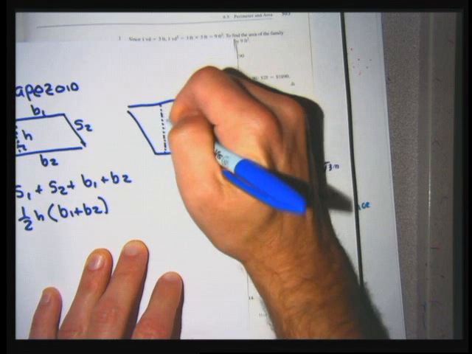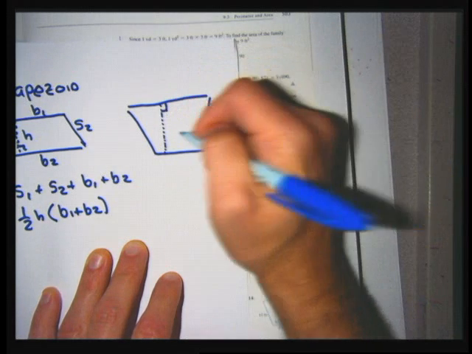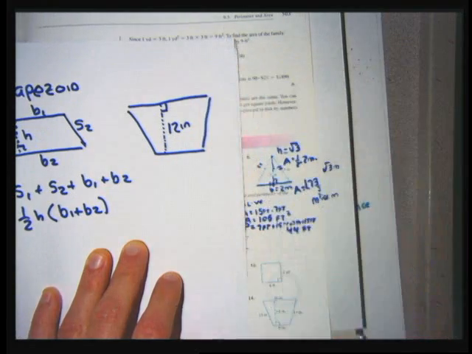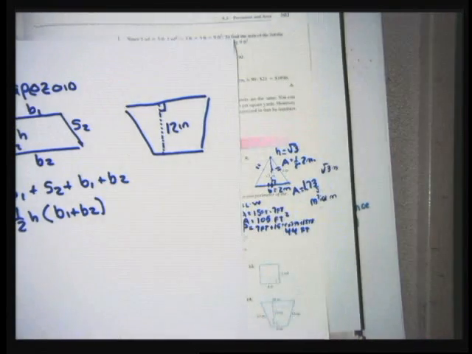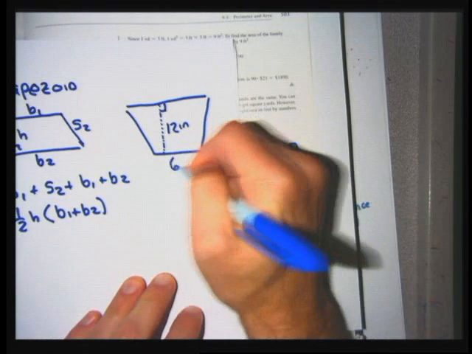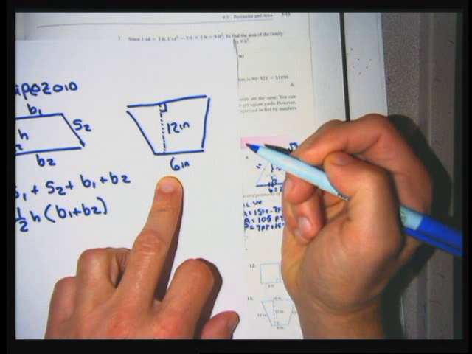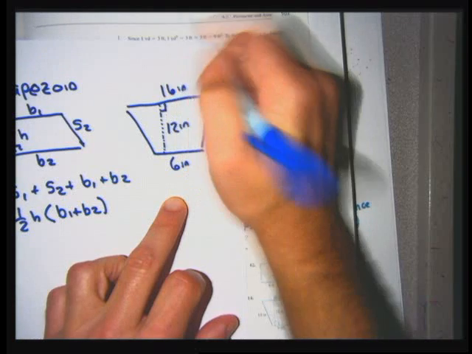This figure, this dashed line that I'm drawing in first, that's measured at 12 inches, that's the height. The only time I'm going to need that is in the area formula. I need that height. And then the 4 sides are given to me. I see a 6-inch. I'm going to call that base 1. It wouldn't be wrong to call it base 2. And the 16 inches up top, I'm going to call that base 2.